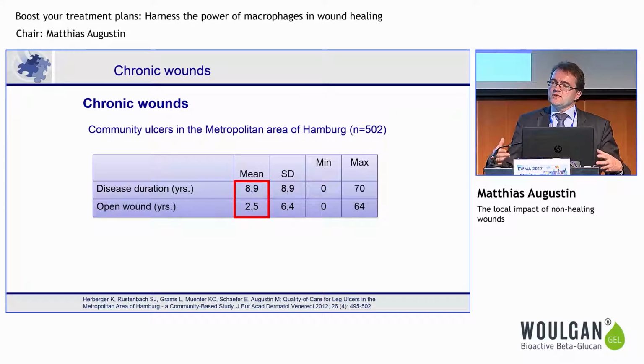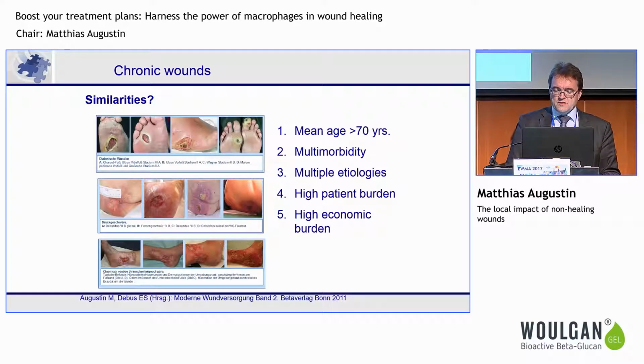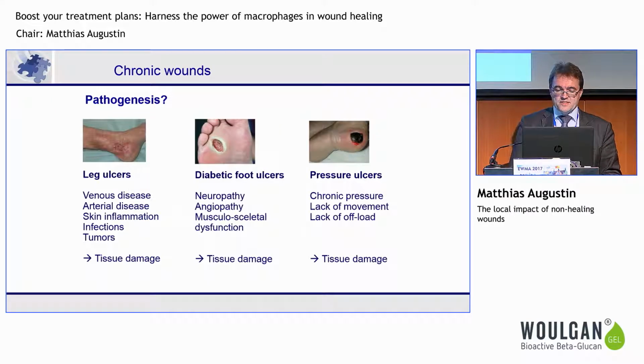So obviously there has not been a precise and immediate intervention in these patients. And I think this is what is the risk for all patients having wounds like these, chronic wounds that you're familiar with. They are aged, they are multimorbid, they have multiple etiologies, a high patient burden, also high economic burden, and they missed to be treated at an early time point so that these wounds could escalate.